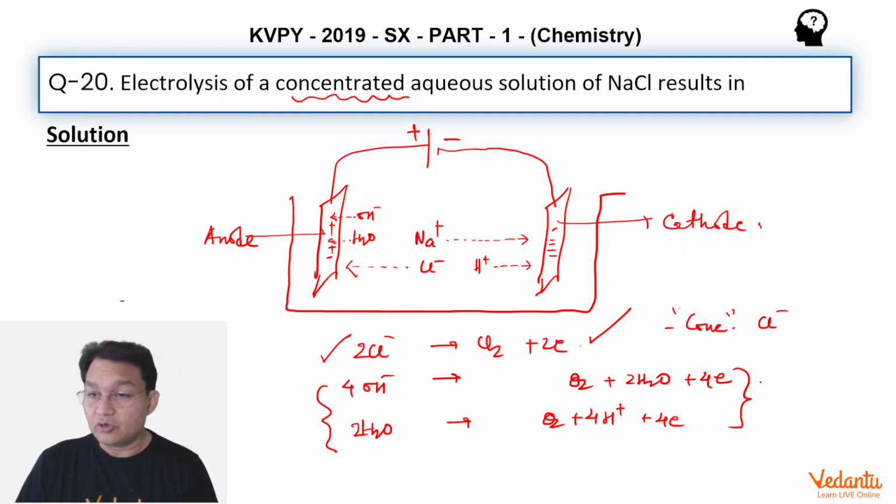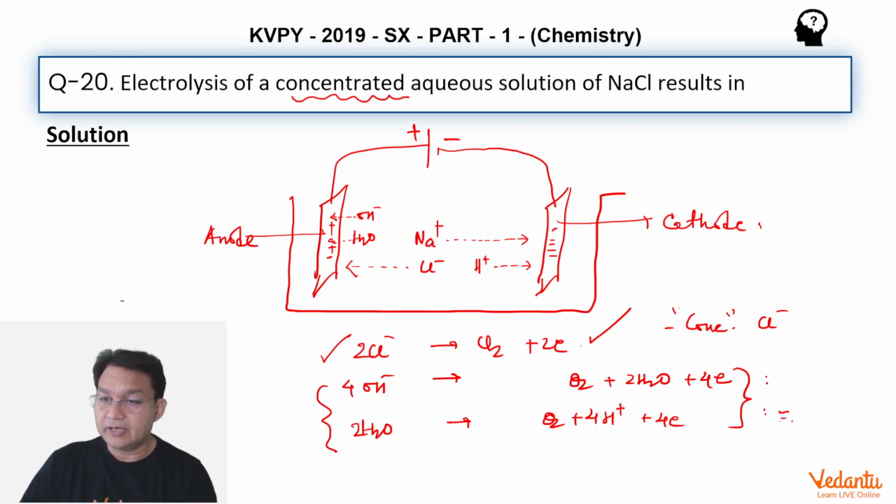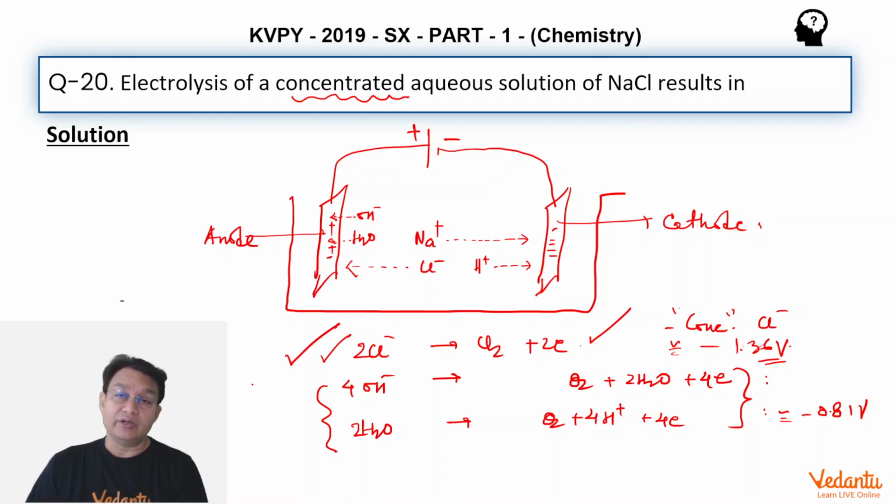Although, if we talk about the reduction potential values, in a neutral solution, the standard oxidation potential for water will be approximately -0.81 volt, and for chloride this is approximately -1.36 volt. But still chloride is favored due to the phenomenon of overvoltage.